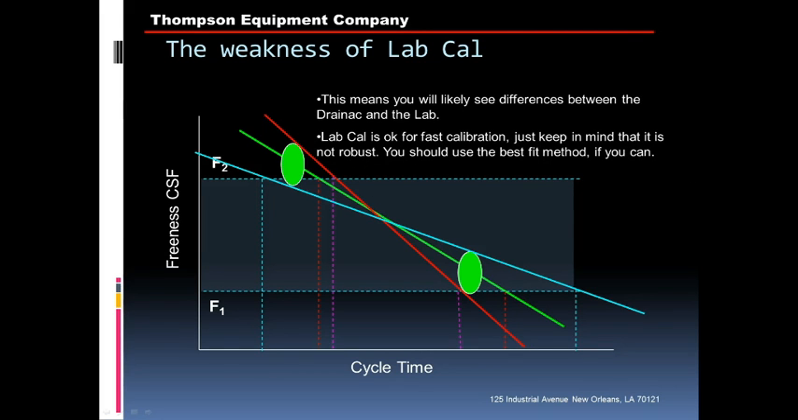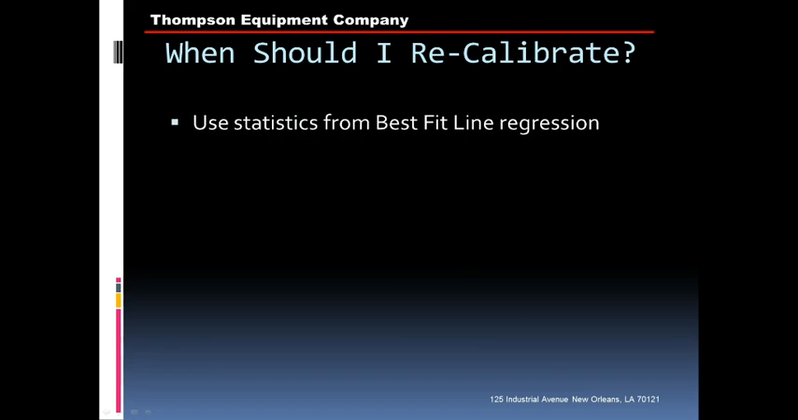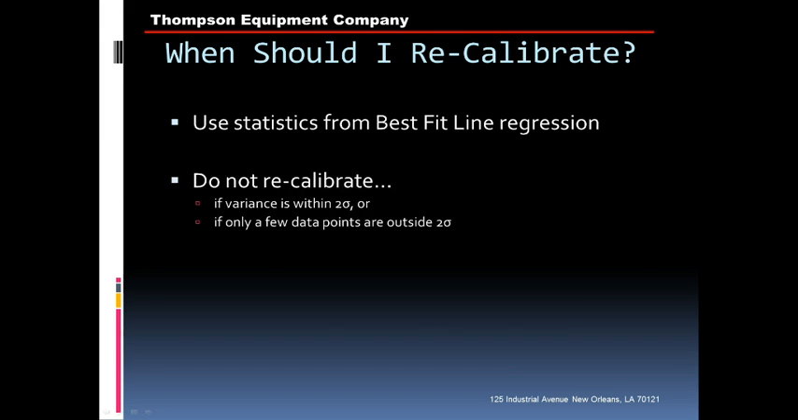Okay, there we go. So now you've calibrated the Drainac. You've done it in one of these ways, and the question is, when should you recalibrate? Well, if you went through a best fit regression, you'll have some statistics. I have another presentation on how to actually regress a best fit line using Microsoft Excel. You can use whatever package you're most comfortable with, but you'll basically develop some idea of the so-called 2 sigma.